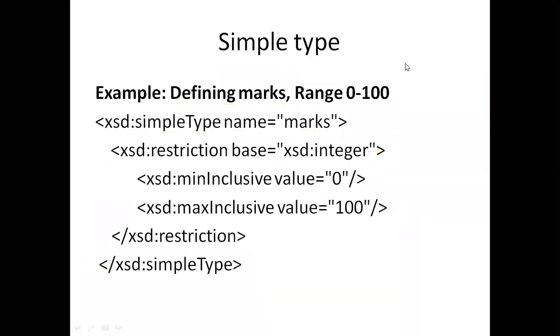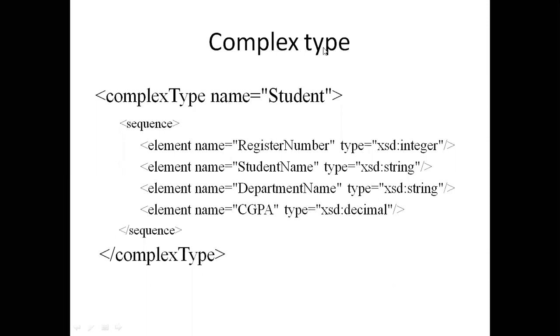So next, how can we define the complex types? A complex type means it may contain any number of elements. That means inside the complex type we can have any number of elements or attributes. But in our previous cases, we contained only text. The element name is Marks. For that part we specified only the restriction: the minimum value is 0 and the maximum value is 100. Other than that, no other element was specified in the simple type.